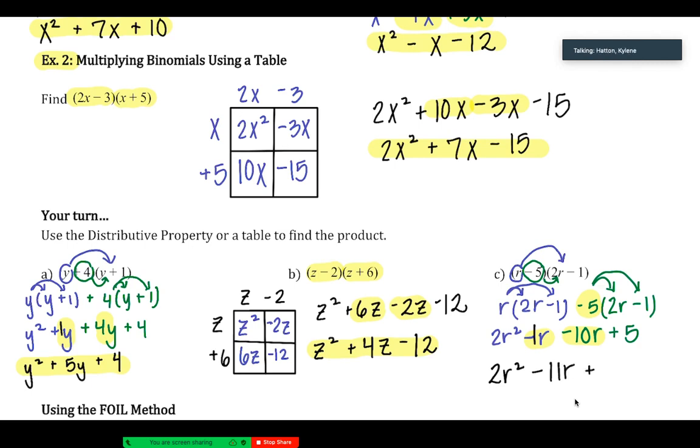And then bring down the plus 5, the constant term. There's no other constant terms to combine it with. So 2r squared minus 11r plus 5.